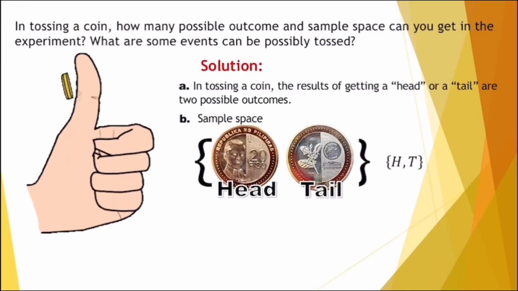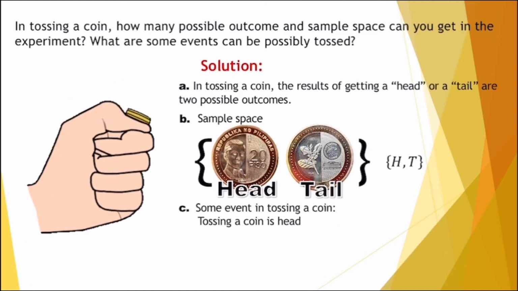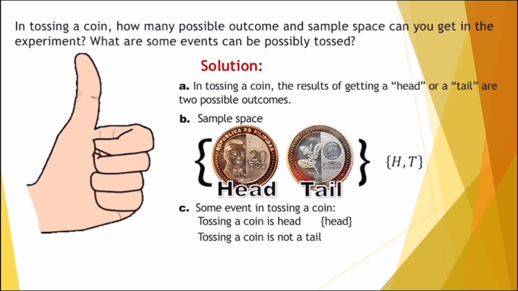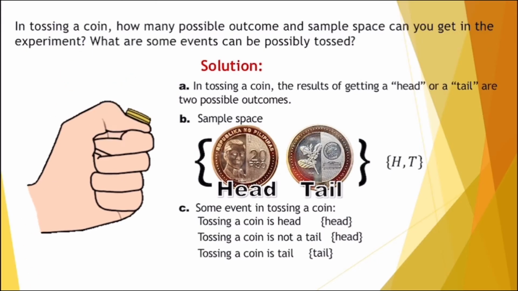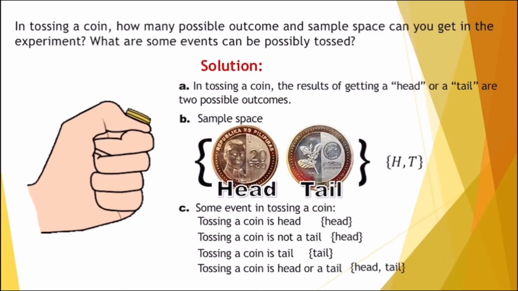And here are some events in tossing a coin. Tossing a coin is head. The result is head. Tossing a coin is not a tail. The result is head. Tossing a coin is tail. The result is tail. And for our last possible event, tossing a coin is head or a tail, and the result is head or tail. That is our third experiment.